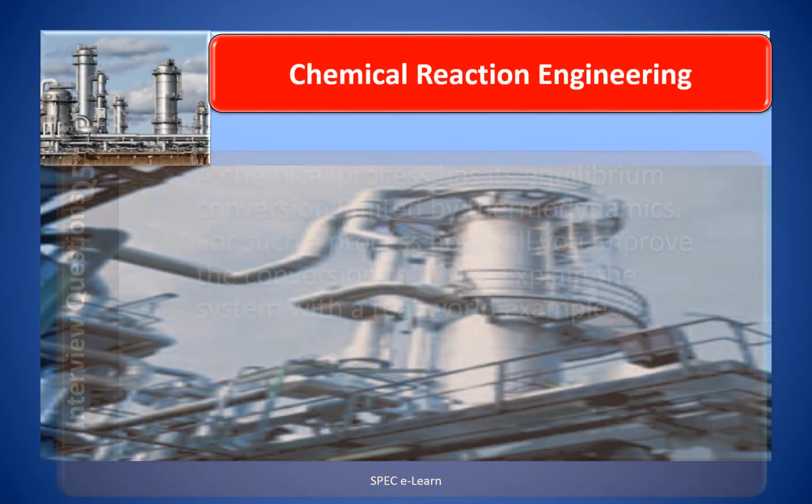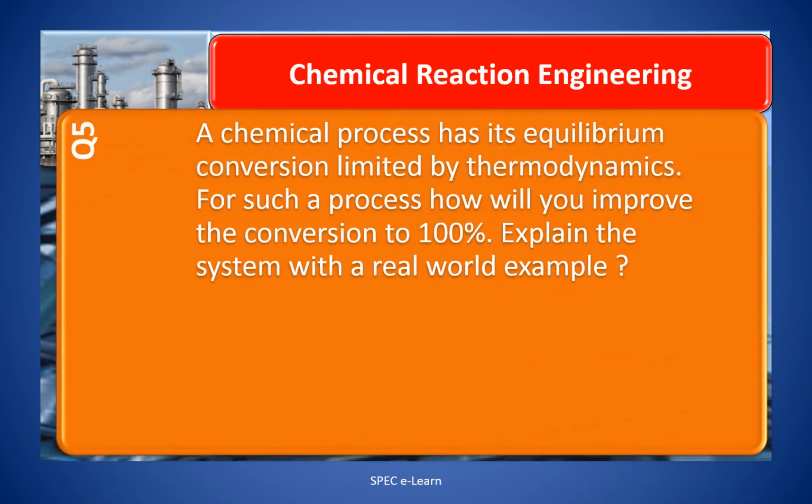Question number 5. A chemical process has its equilibrium conversion limited by thermodynamics. For such a process, how will you improve the conversion to 100%? Explain the system with a real-world example. The time starts now.